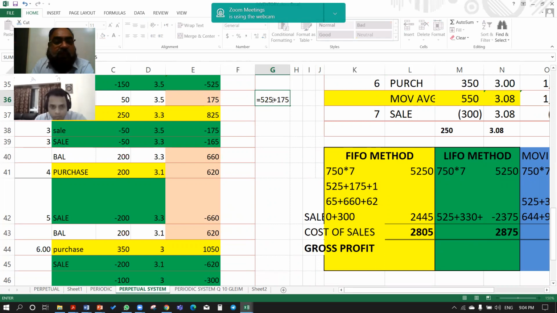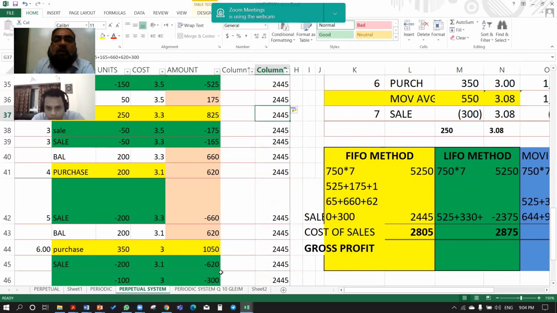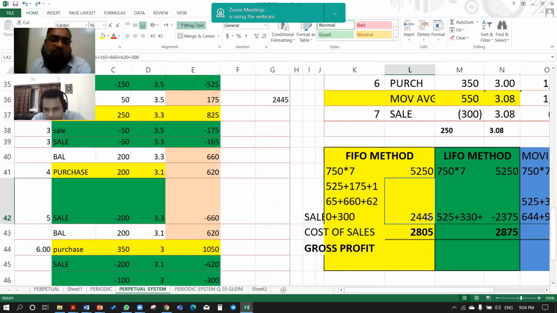Green ones, right? Plus 165, plus 660, this one as well, plus 620, plus 300, right? So 2445. Yes, 2445, right? So anyway, this is coming to 2445. So the sales price is 750 into 7. Cost of goods sold, I told you the greenish ones, so we got 2445.